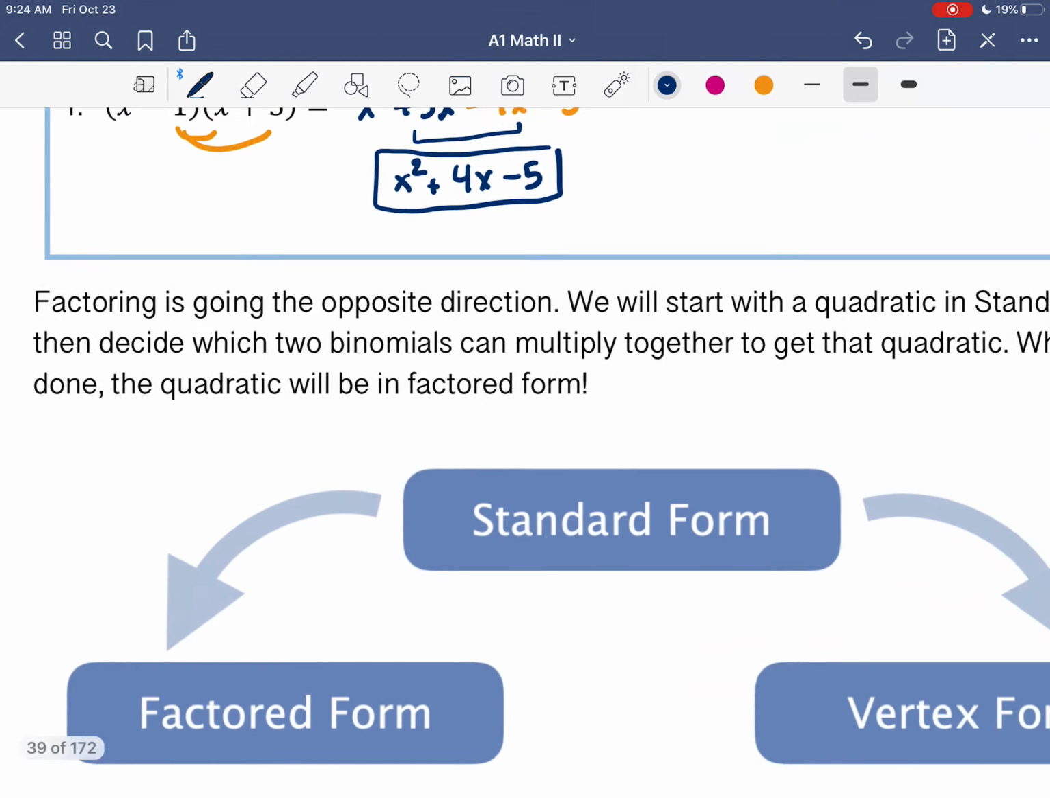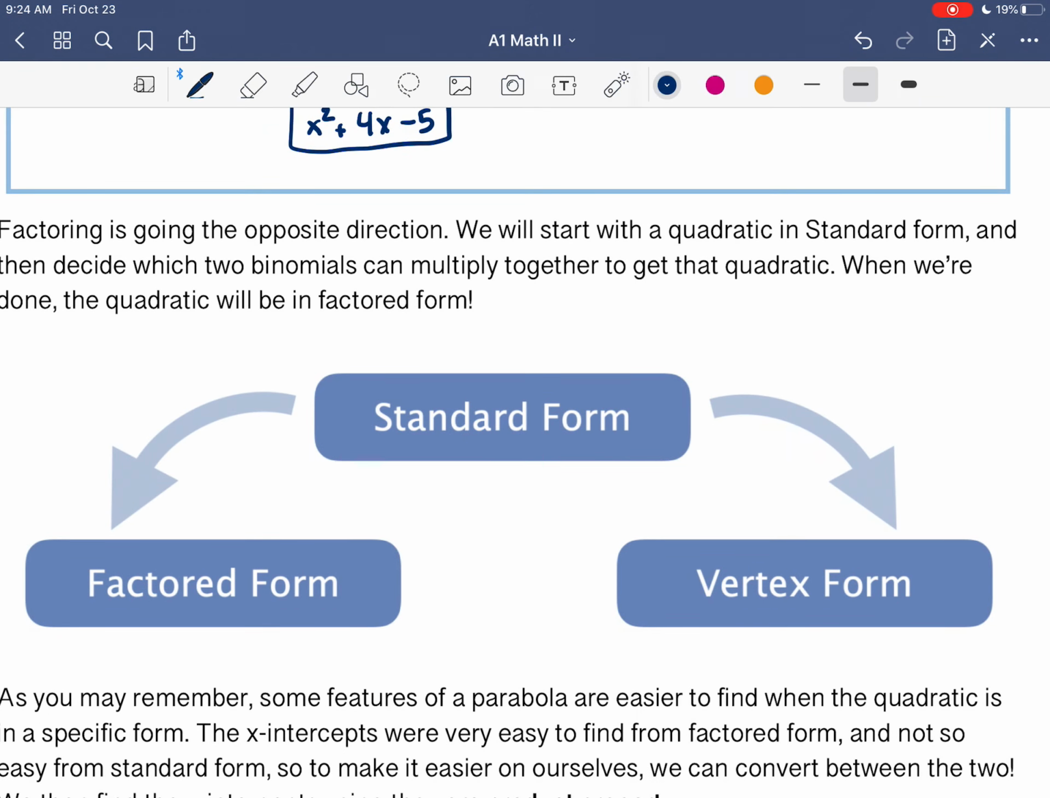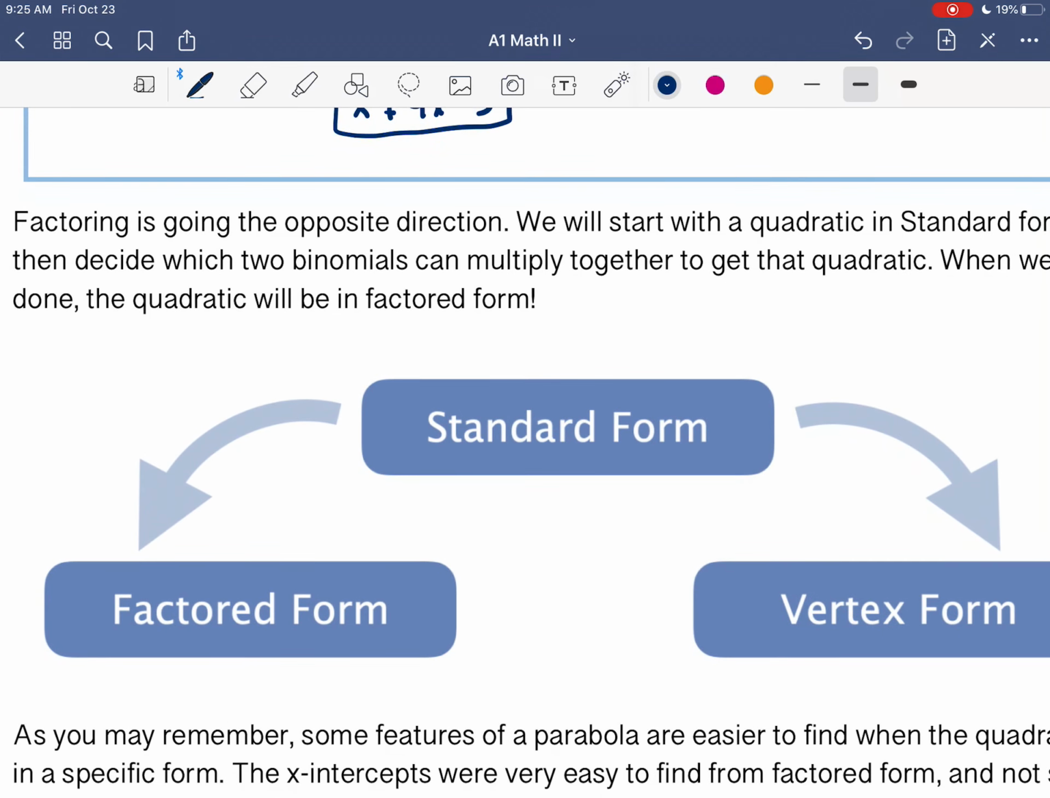And specifically, remember from our last unit when we talked about the forms of quadratics, each form had something that was useful about it. Standard form was really useful for the y-intercept. Factored form was really nice for the x-intercepts. Vertex form is for the vertex, right? So a way that we can use that to our advantage is to change things that are in standard form into factored form so that we can see what the x-intercepts are. So that is what we do when we factor. We turn it into factored form.